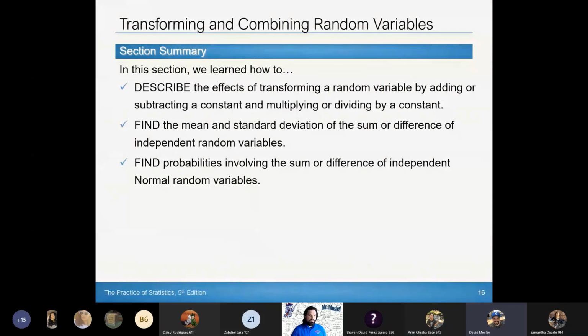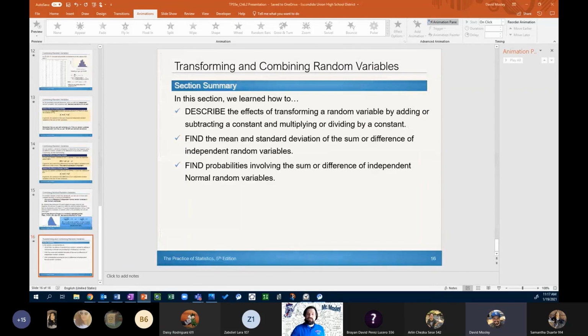In summary, in this section, we looked at examples on how to describe the effects of transforming a random variable by adding or subtracting a constant and multiplying or dividing by a constant, finding the mean and standard deviation of the sum or difference of independent random variables, and finding probabilities involving the sum or difference of independent normal random variables. And that is, in sum, section 6.2. That's the whole thing.